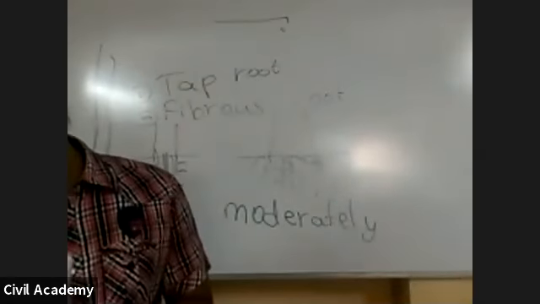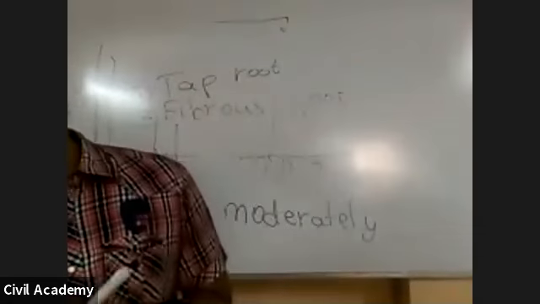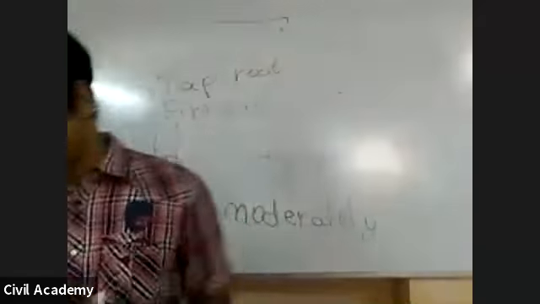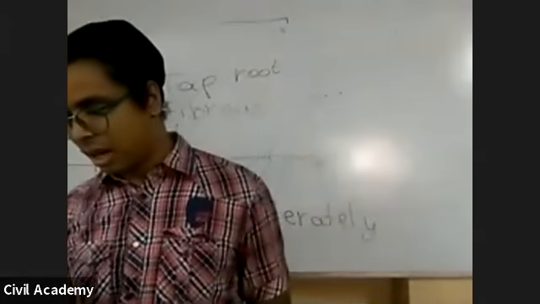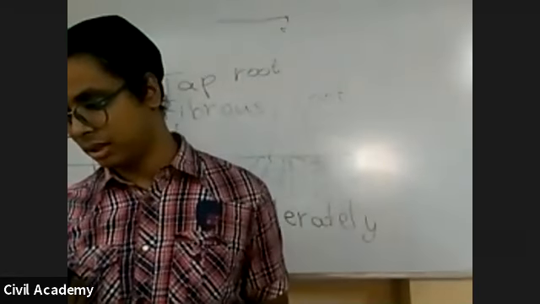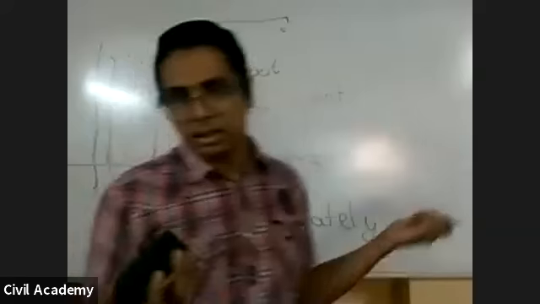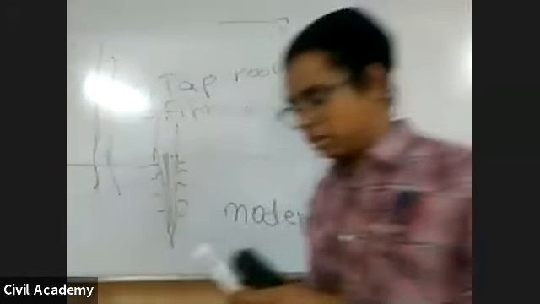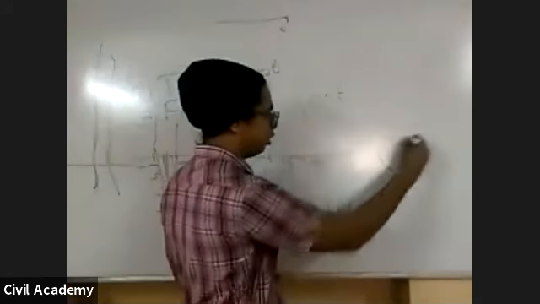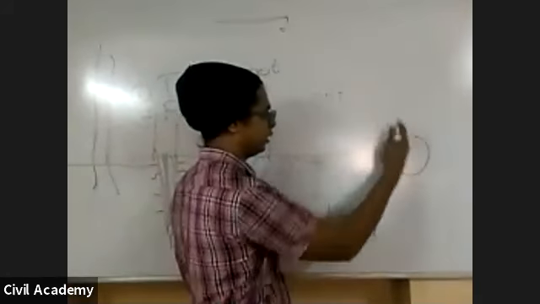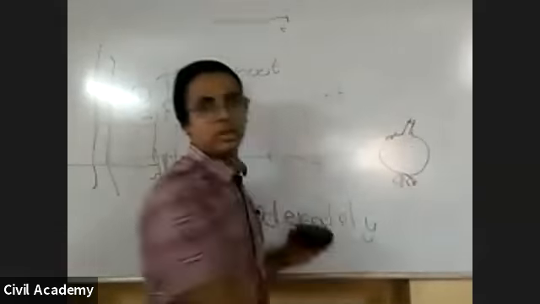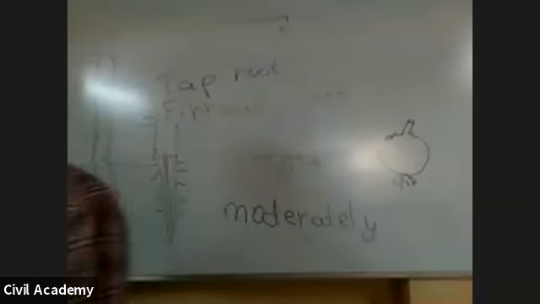Take examples for fibrous roots: grass, onion, banana. If you are wondering about onion, imagine this is kind of like an onion. You see the roots are over here like this. That's why it's a fibrous root.